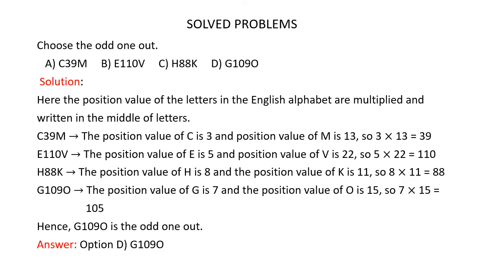In option D, G109O, the position value of G is 7 and the position value of O is 15. So 7 multiplied by 15 is 105. But in the option it's given as 109. So obviously G109O is the odd one out. So the correct answer is option D, G109O.